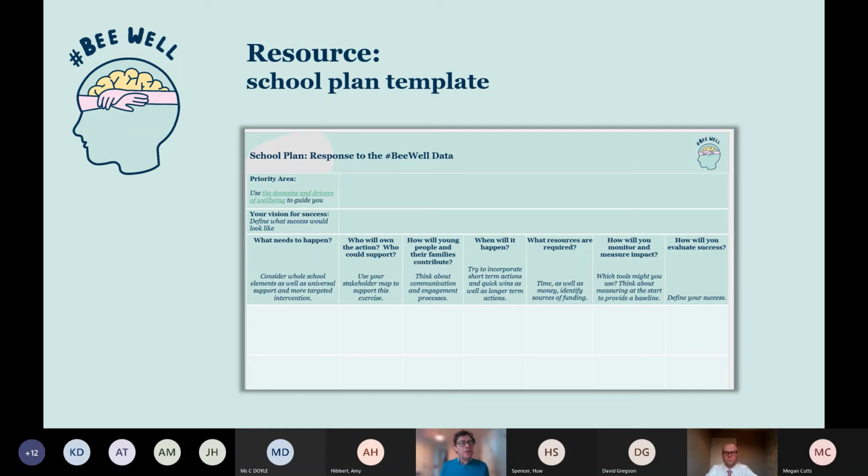Who are the people that might be involved? And then thinking, again, with the emphasis on participation, how will young people and their families contribute? So how are you going to engage them with the plans? Standard things, when will it happen? So have some short-term actions and some quick wins as well as the longer-term actions. Thinking about resourcing, and then thinking about monitoring and measuring impact and how you will evaluate success. I'm going to talk to you a little bit more on the next slide about ways of monitoring and measuring impact.